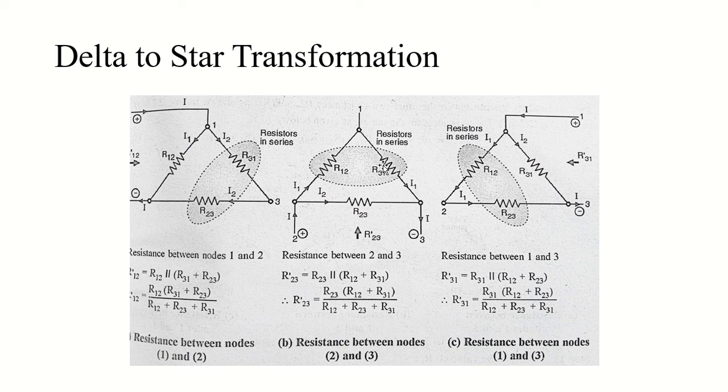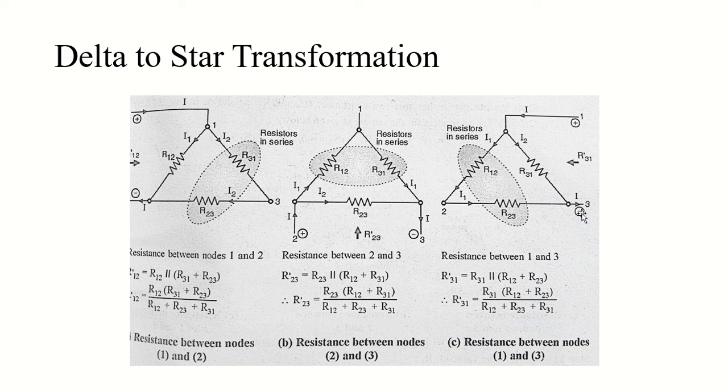So again, can't we write like this? R23 is in parallel with R12 and R31, because R12 and R31 are in series. And again R dash 23 will be equal to the equivalent resistance of all three. It is nothing but the equivalent resistance, so it will be equal to R23 into (R12 plus R31) divided by R12 plus R23 plus R31, right?